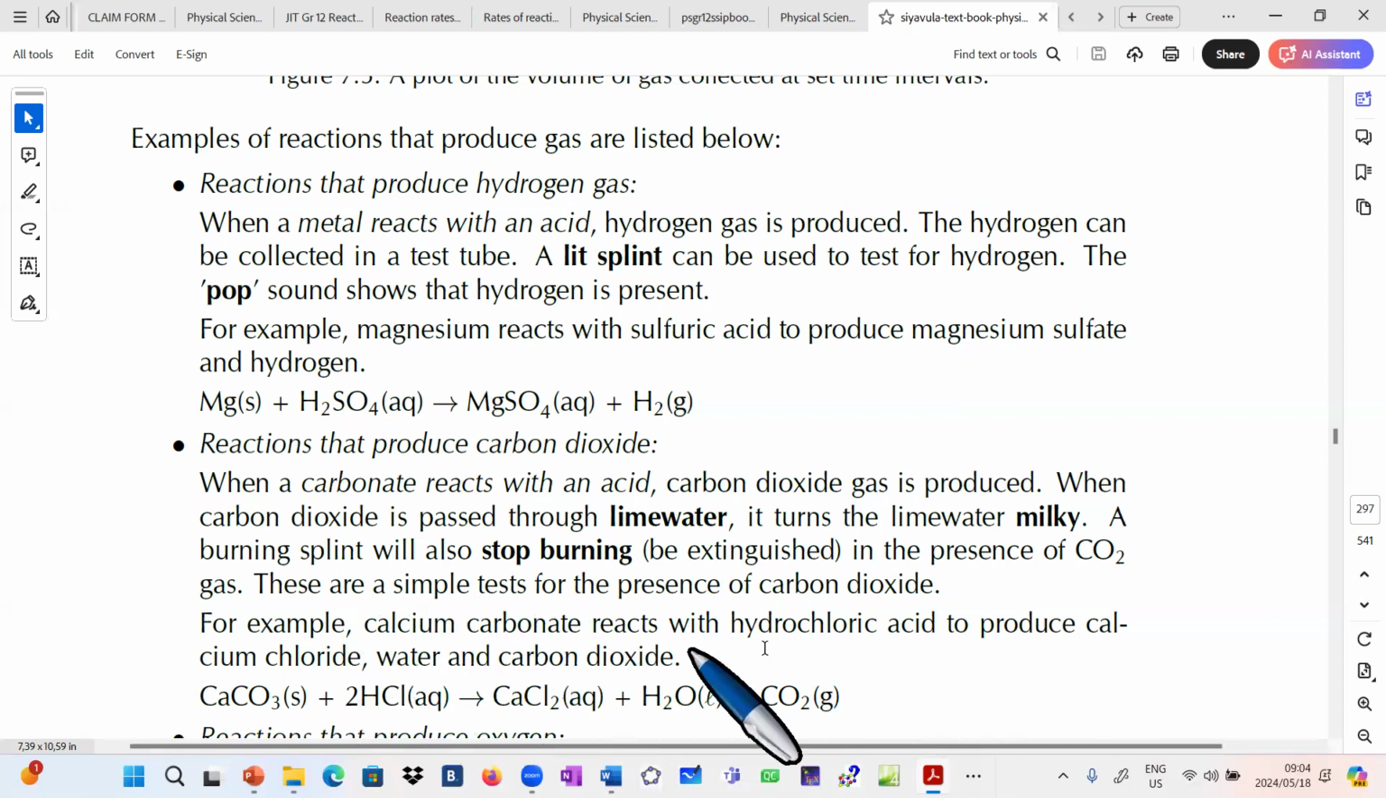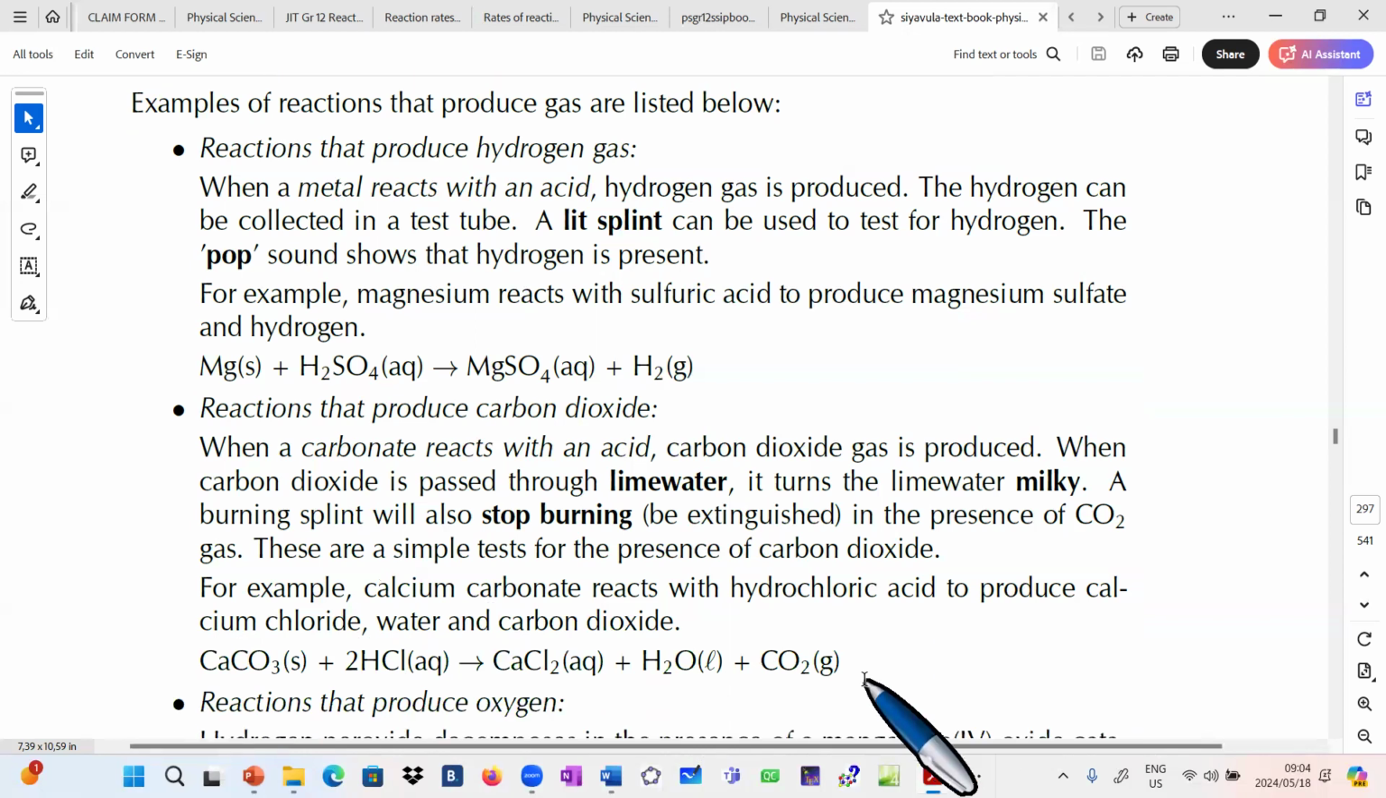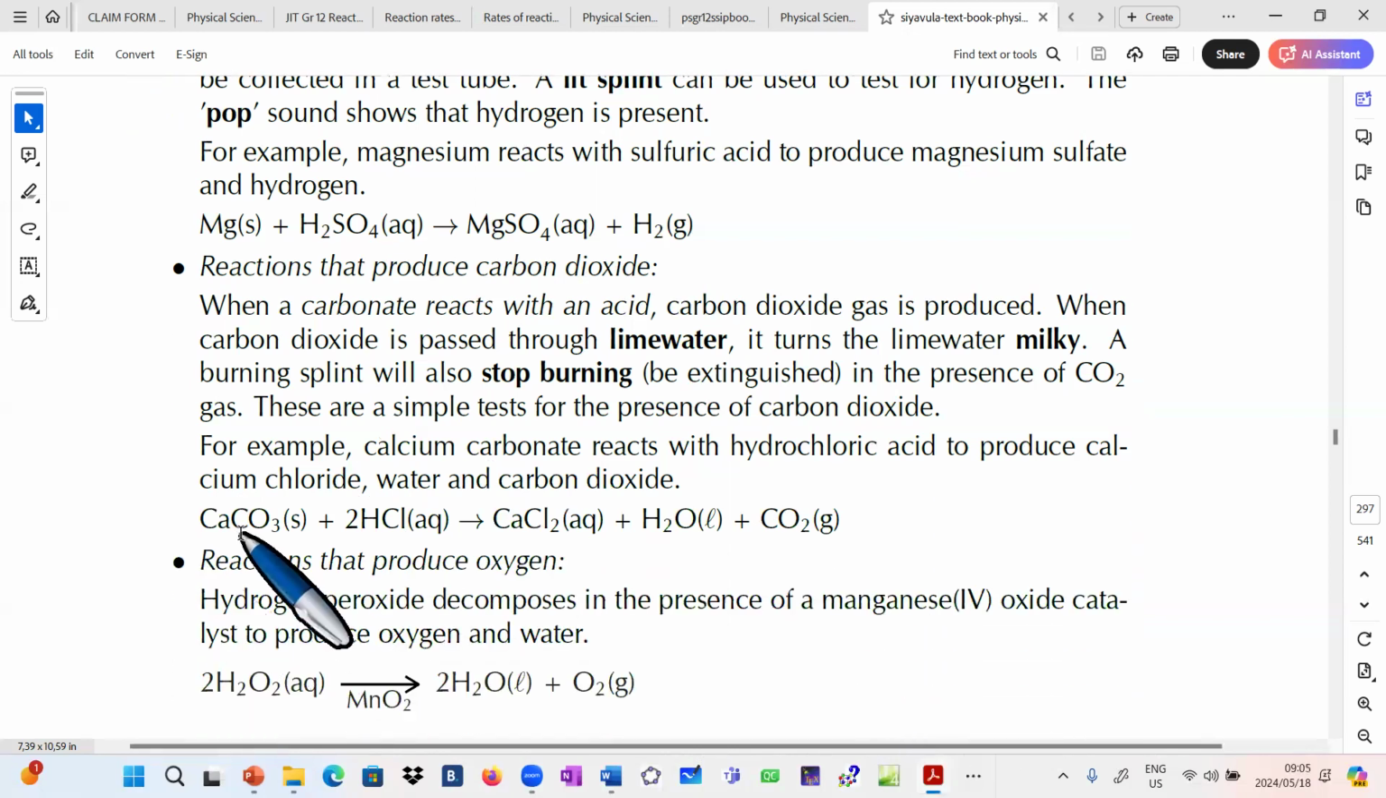For example, calcium carbonate reacts with hydrochloric acid to produce calcium chloride, water, and carbon dioxide. So if you take calcium carbonate with hydrochloric acid, what you get is calcium chloride, water, and carbon dioxide. Why are we writing this chemical equation here? This is an example of a reaction that produces carbon dioxide. We looked at a reaction that produces hydrogen gas, and this one produces carbon dioxide gas.